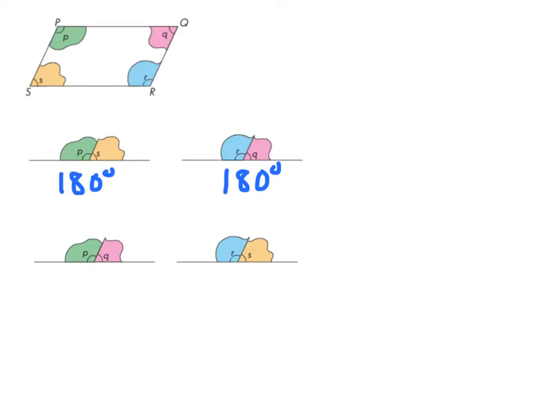This time, let's put angle P and angle Q together. Once again, we get a straight line, 180 degrees. And when we put R and S together, we also get a straight line, another 180 degrees. So, the rule that we can take away from this is that the measure of each pair of angles between two parallel sides of a parallelogram will have a sum of 180 degrees.